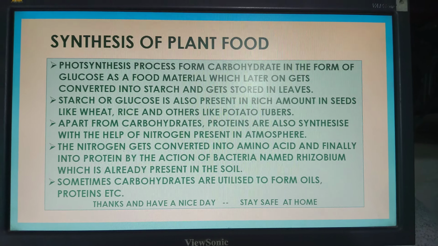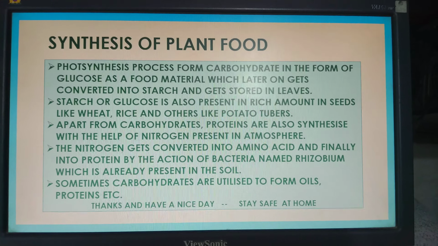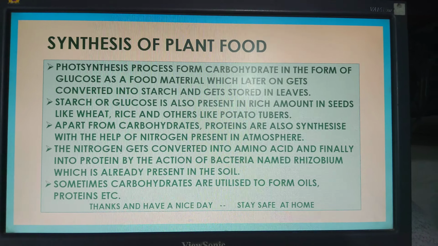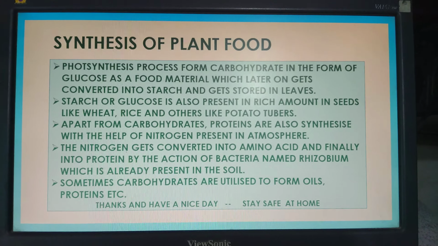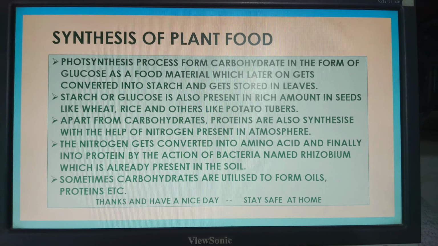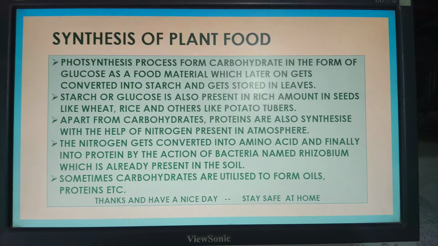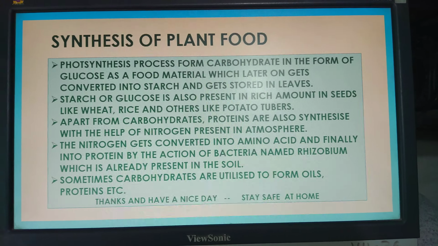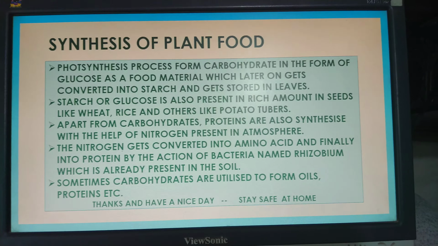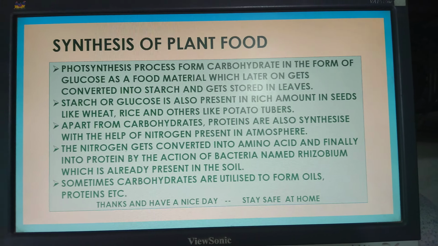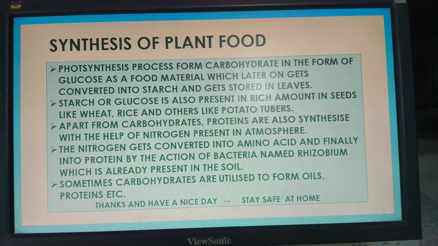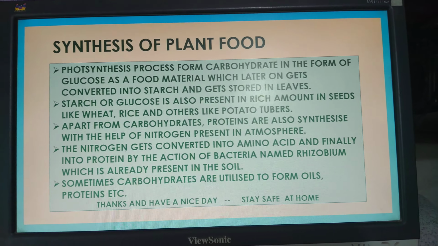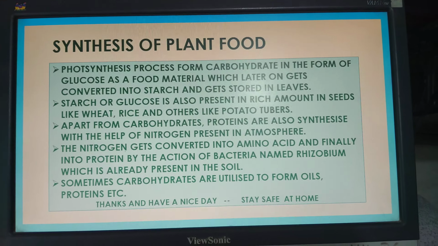Now, other synthesis of plant food. Here we are going to discuss that the photosynthesis process forms carbohydrates, in the form of glucose as a food material, which later gets converted into starch and stored in leaves. Starch or glucose is also present in rich amounts in seeds like wheat, rice, and in others like potato tubers.